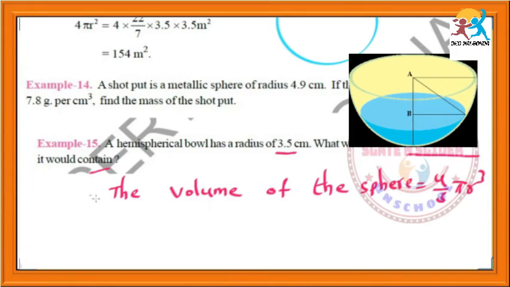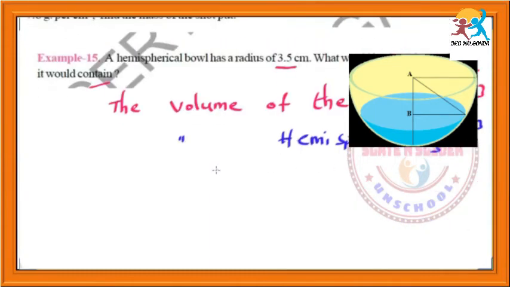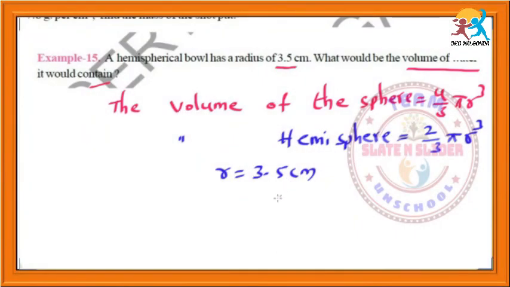But here it is the hemisphere. So the volume of hemisphere is equal to half of the volume of the sphere. So that is 2 by 3 pi r cube. So from this we can find the volume. Here the radius is equal to 3.5 centimeters. So by substituting this radius in the 2 by 3 pi r cube formula, we can get the volume.